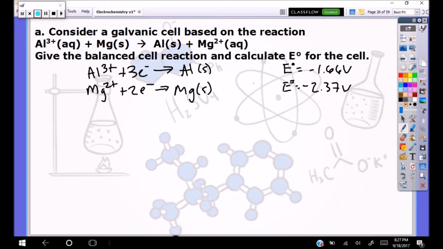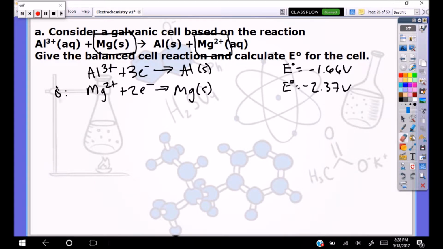So, first things first. We need to identify which one is being reduced and which one is being oxidized. That's easy. Remember that oxidation is the loss of electrons. If we look at magnesium, magnesium is losing electrons. Here it is uncharged, and over here it becomes positive. If it becomes positive, that means it is losing electrons. Magnesium is our oxidation reaction.